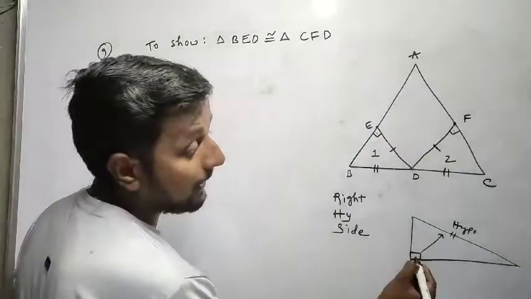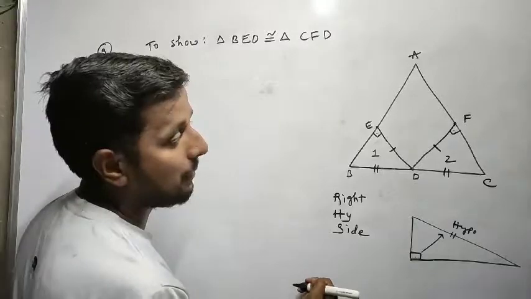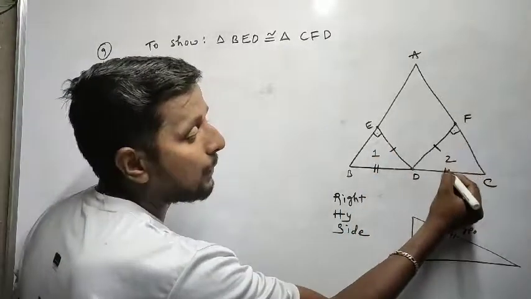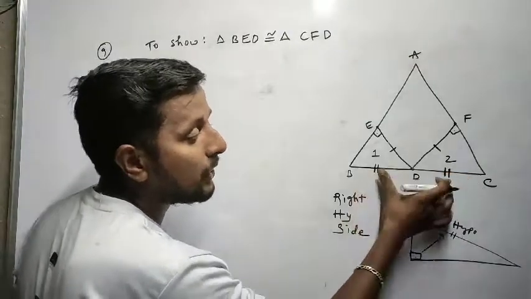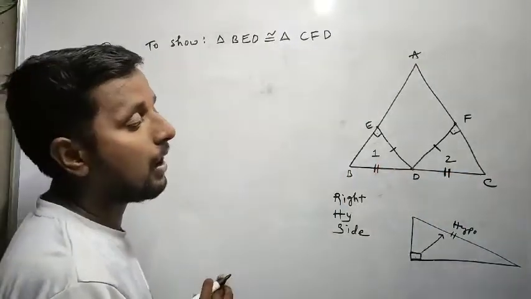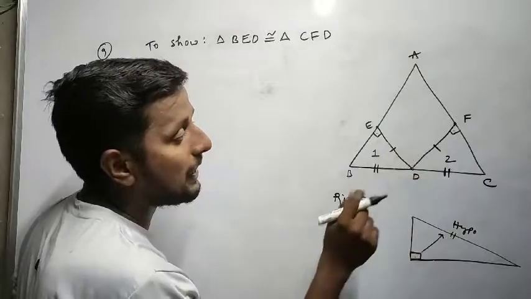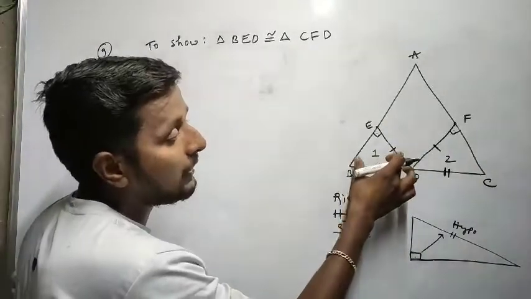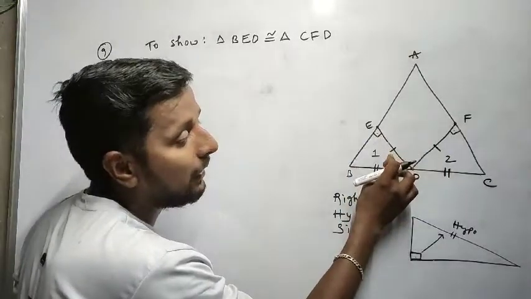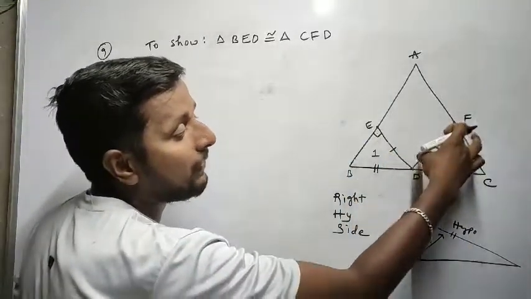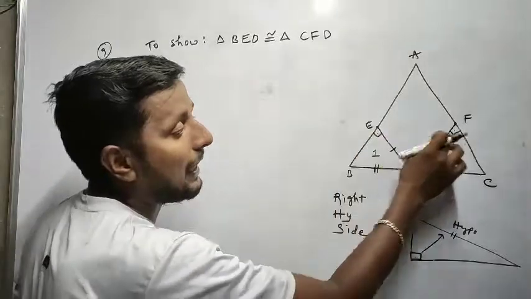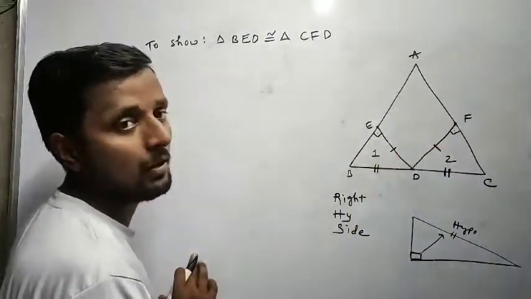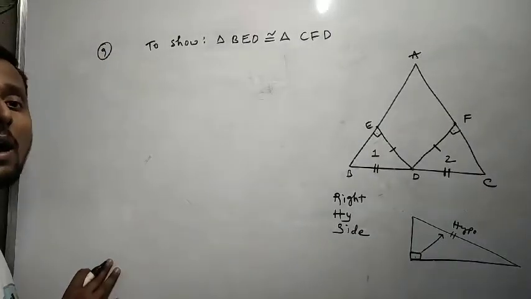I said the side opposite the right angle is the hypotenuse. Am I right? The right angle's opposite side has 2 marks in both, that means hypotenuse is equal to hypotenuse. If this side is also gone, then 2 more sides are left, BE and ED. In both, ED has mark 1, and DF has mark 1. So right angle is equal to right angle, hypotenuse is equal to hypotenuse, side is equal to side. So here the RHS rule has worked out.